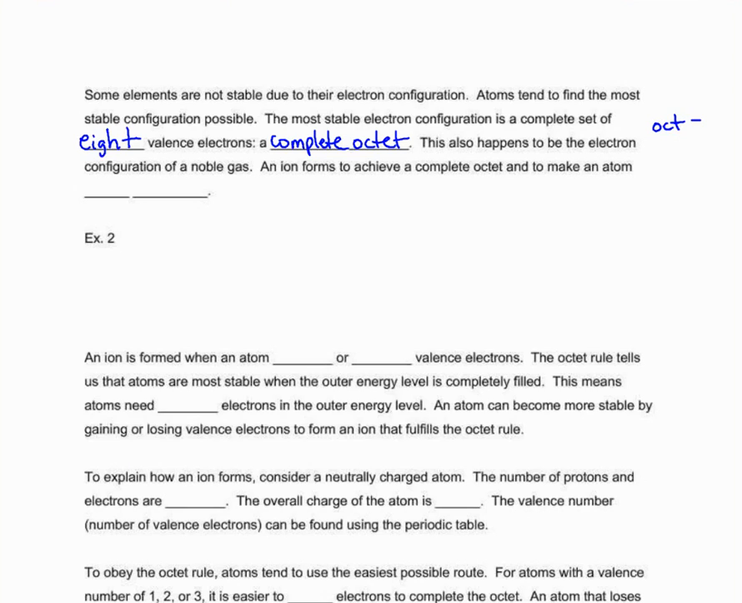So this also happens to be the electron configuration of any noble gas. So remember, we have group 18. Group 18 is the noble gases. And remember, to find the valence electrons for groups 13 through 18, we subtract 10. And so that tells us 8 valence electrons. So this complete octet of 8 valence electrons happens to be the electron configuration of the noble gases. An ion forms. Remember, an ion is an atom that does not have equal numbers of protons and electrons. So an ion forms to achieve a complete octet, and it makes the atom more stable.